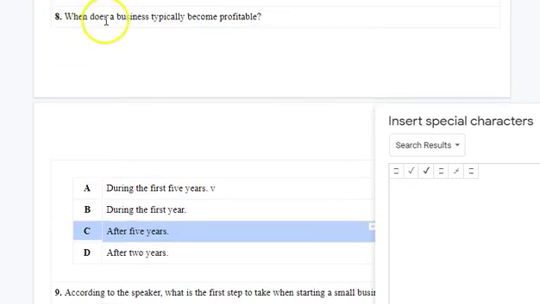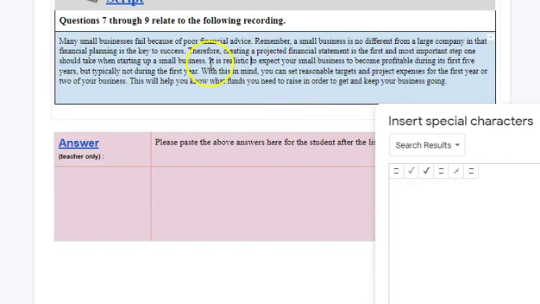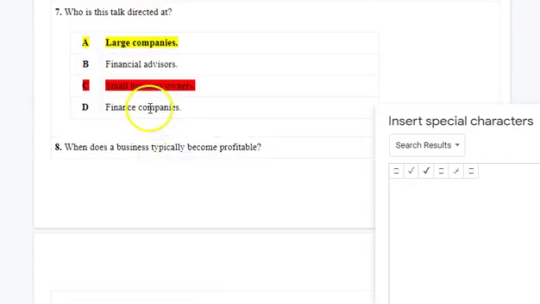The question is, when does a business typically become profitable? So that's after 5 years. Because it says here that during its first 5 years, but typically not during the first year. So it's after 5 years. Okay? All right.